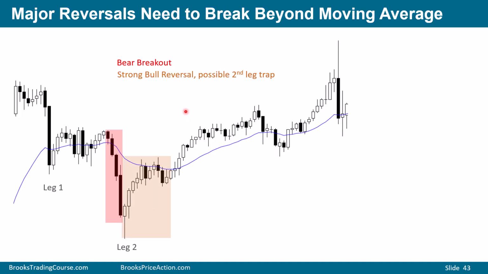Now, why did it reverse and fail? Well, the problem is it's already a second leg down. We have a bear breakout, as I showed on the prior slide. We have a pullback, which was a delayed second leg, and then we got the second leg down. If this market was truly bearish, it would not be doing this.